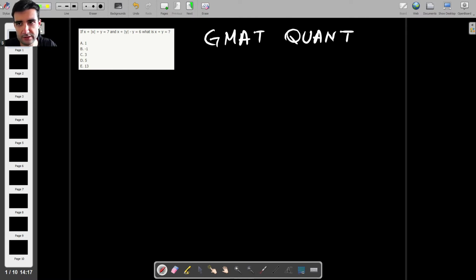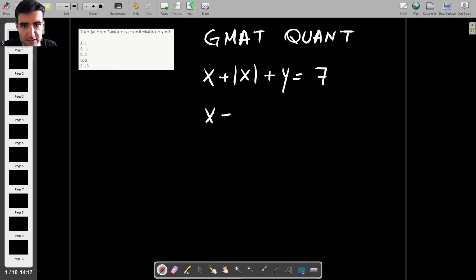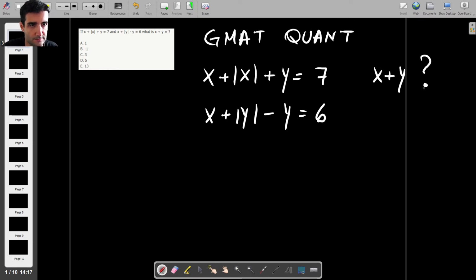So here's what we have. I'll rewrite it here. We have x plus its own absolute value, which is absolute value of x, plus y is equal to 7. And then we also have that x plus the absolute value of y minus y is equal to 6. And we're asked, what is x plus y?